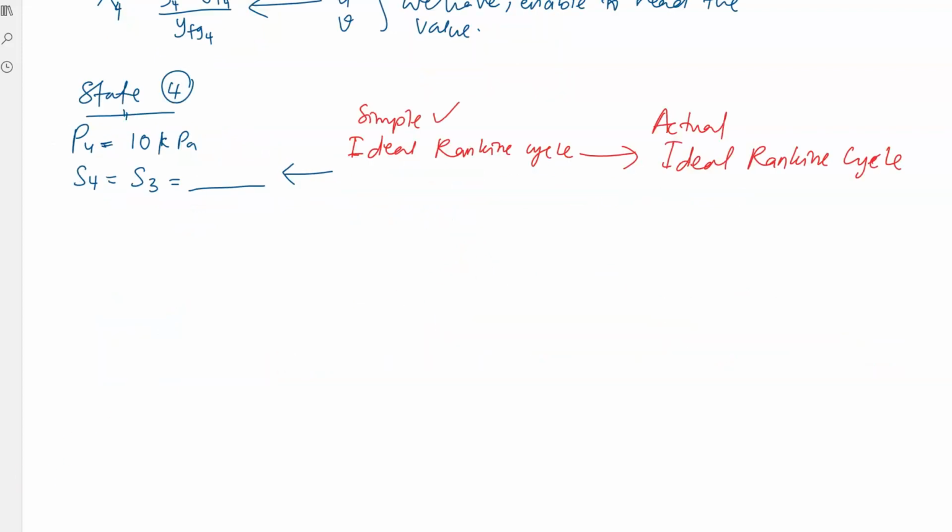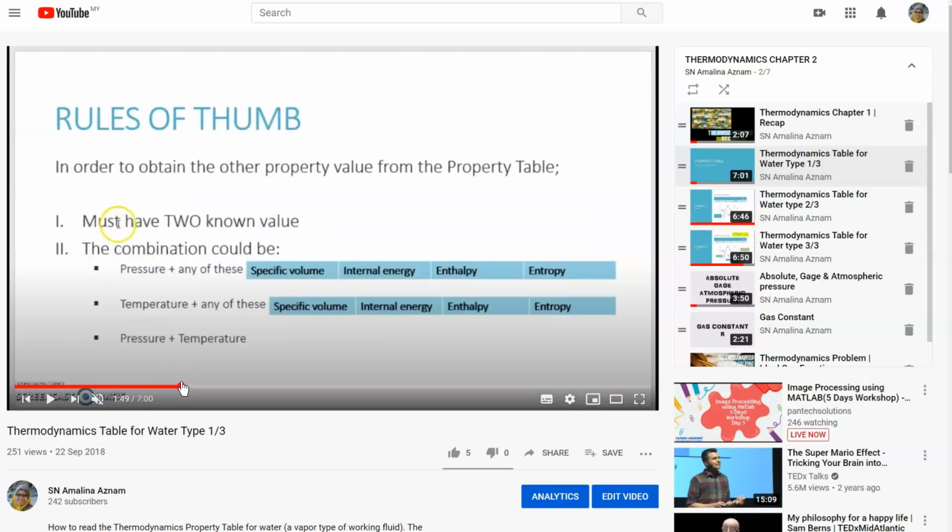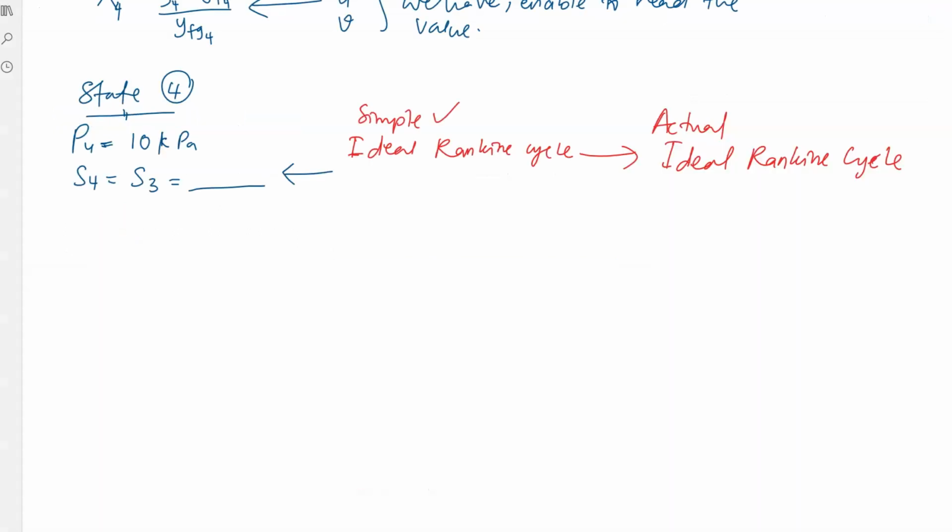Now, the rule of thumb of reading your property table, you will need two known values. So now the only things that you know is 10 kilopascal, and there's another value which is S4, but we don't know what is the value. For further explanations, you can again go to this playlist here. You will see what are the rules of thumb in order for you to be able to read your property table.